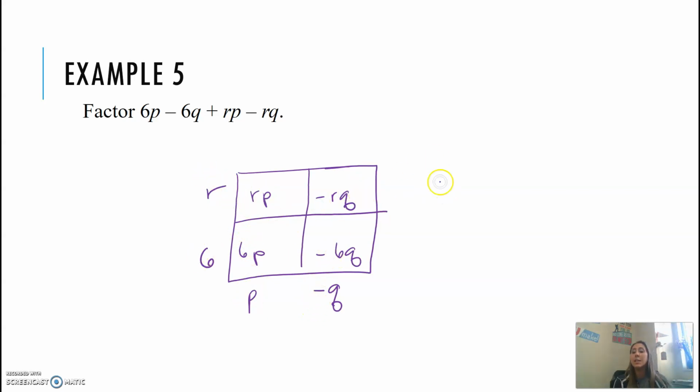Yes, and then just like with box and diamond, I'm going to write my factors: r plus 6, because those are positive, and that side gets put in one set of parentheses. And then my second answer is p minus q. Boom, I'm done. That is my final answer. I have factored by grouping.